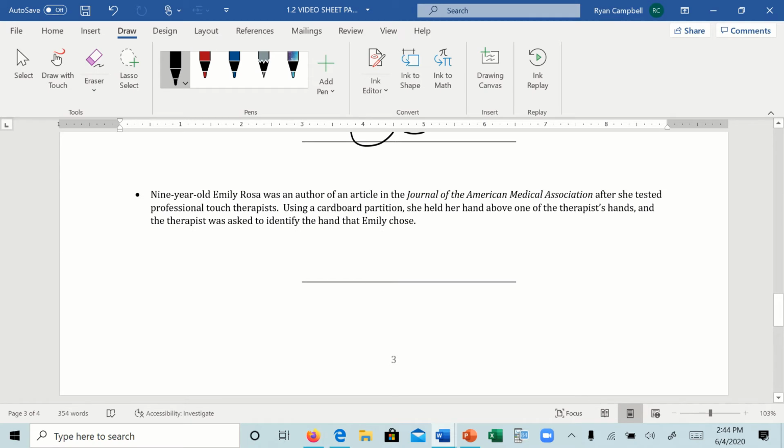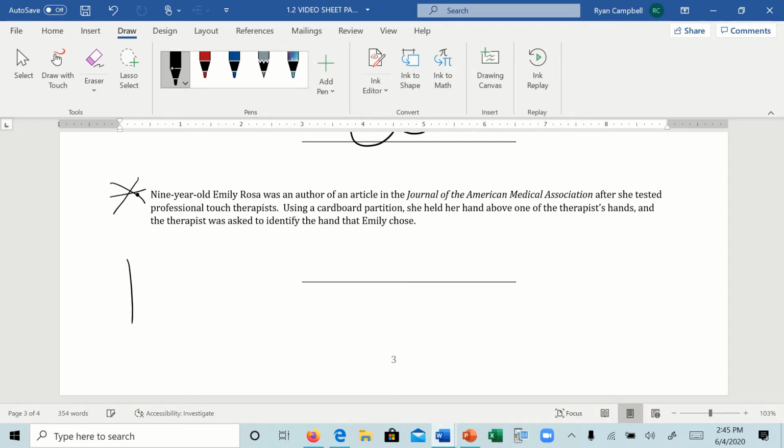All right, so I'll let you in on a little secret. This is the other crazy one. It's another one that's a little harder. So 9-year-old Emily Rosa was an author of an article in the Journal of American Medical Association after she tested professional touch therapists. So this is a real event. You can actually Google this. She was 9 years old and she had a project in her elementary school and she got published in a medical journal. It was actually all over the news in like the 80s or 90s. Yeah, you can actually YouTube this. So using a cardboard partition, she held her hand out above one of the touch therapists, and the touch therapist was asked to identify the hand that she chose.